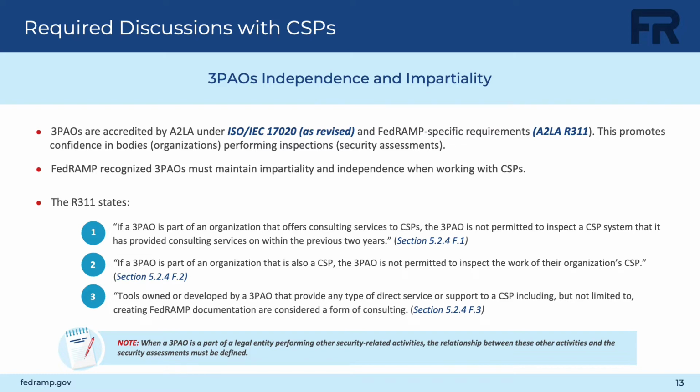position. First, the R311 states, if a 3PAO is part of an organization that offers consulting services to CSPs, the 3PAO is not permitted to inspect a CSP system that it has provided consulting services on within the previous 2 years. It further states that if a 3PAO is part of an organization that is also a CSP, the 3PAO is not permitted to inspect the work of their organization's CSP, and these guidelines are in place to ensure 3PAOs acting on behalf of FedRAMP are impartial to the best extent possible.